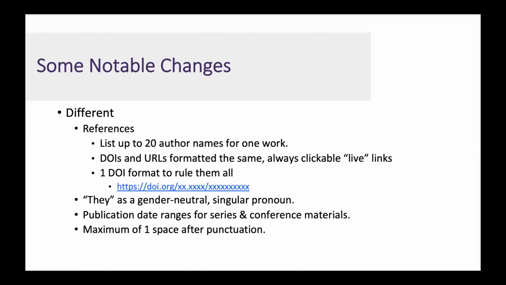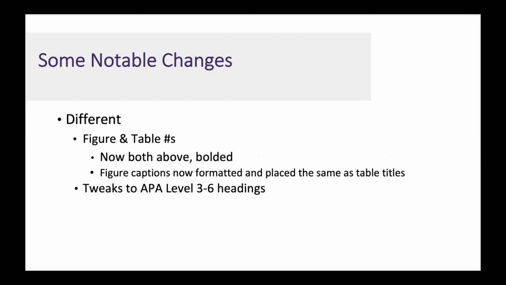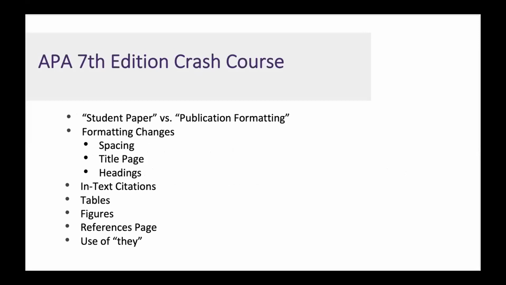We talked about the figures and tables. Well, some specifics that we'll show you in a moment. The labels and the titles are now above. And what was called the figure caption before, because it was below, we now format it exactly the same way that we would a table title, meaning in title case and italicized. And some small tweaks to the APA level 3 to 6 headings that we touched on earlier.